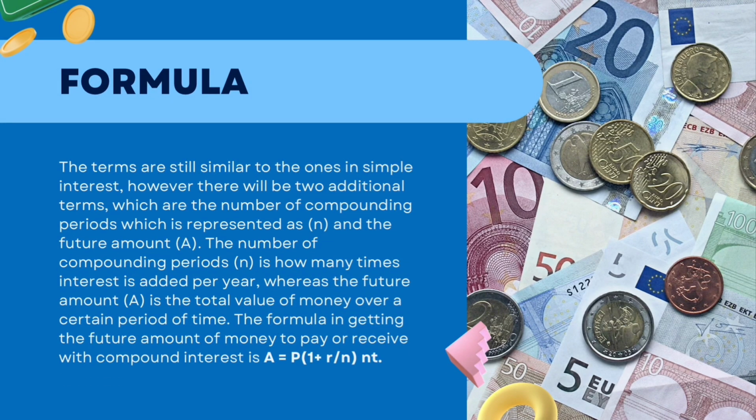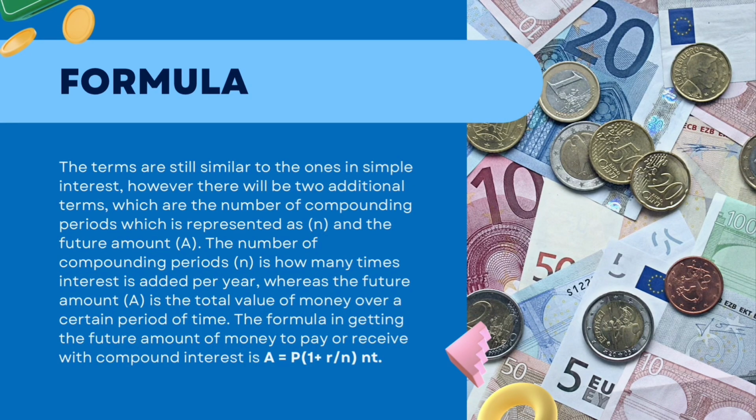So let's go. The terms are still similar to the ones in simple interest. However, there will be two additional terms, which are the number of compounding periods, represented as n, and the future amount, A. The number of compounding periods is how many times interest is added per year, whereas the future amount is the total value of money over a certain period of time. The formula for getting the future amount of money to pay or receive with compound interest is A equals P times (1 plus r divided by n) raised to n times t.